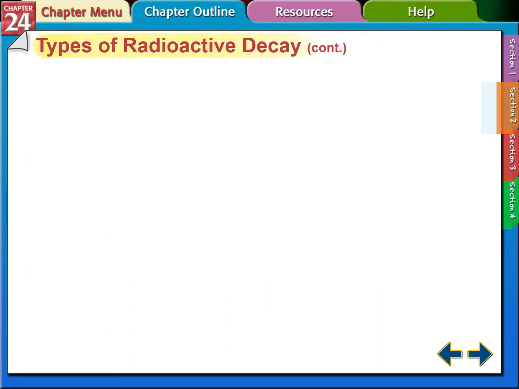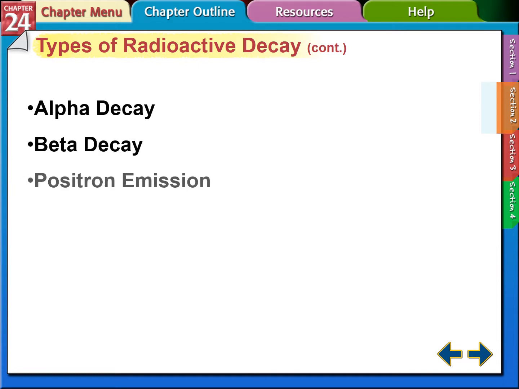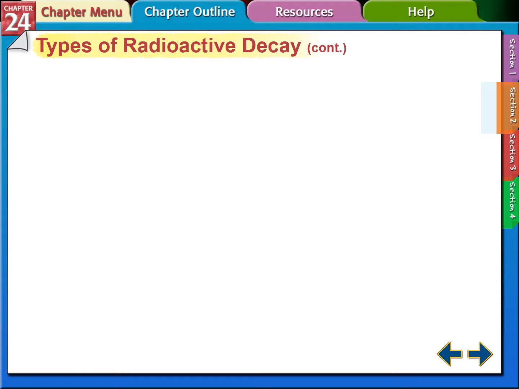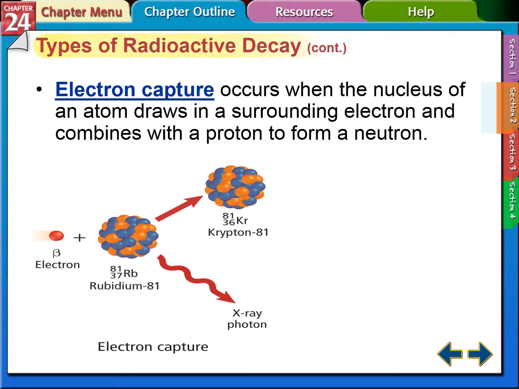So far, you have learned about the types of radioactive decay, which include alpha decay, beta decay, positron emission, and gamma decay. In this tutorial, I am going to discuss the last type of radioactive decay, which is electron capture. In electron capture, the nucleus of an atom draws in a surrounding electron and combines with a proton to form a neutron. So here is an example.